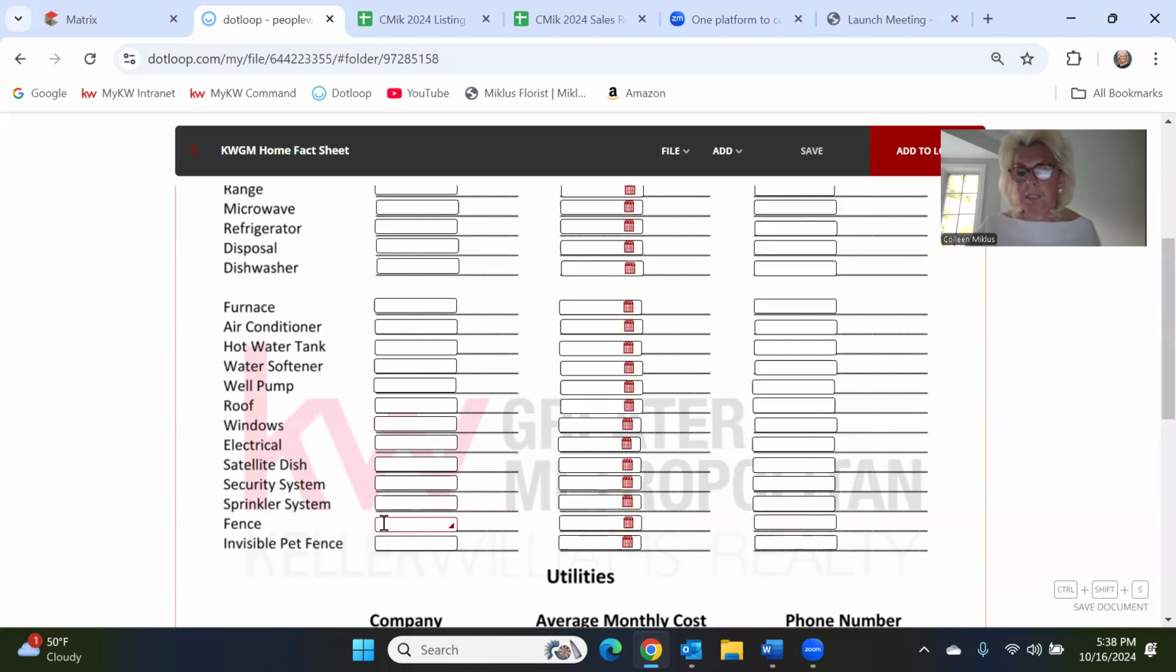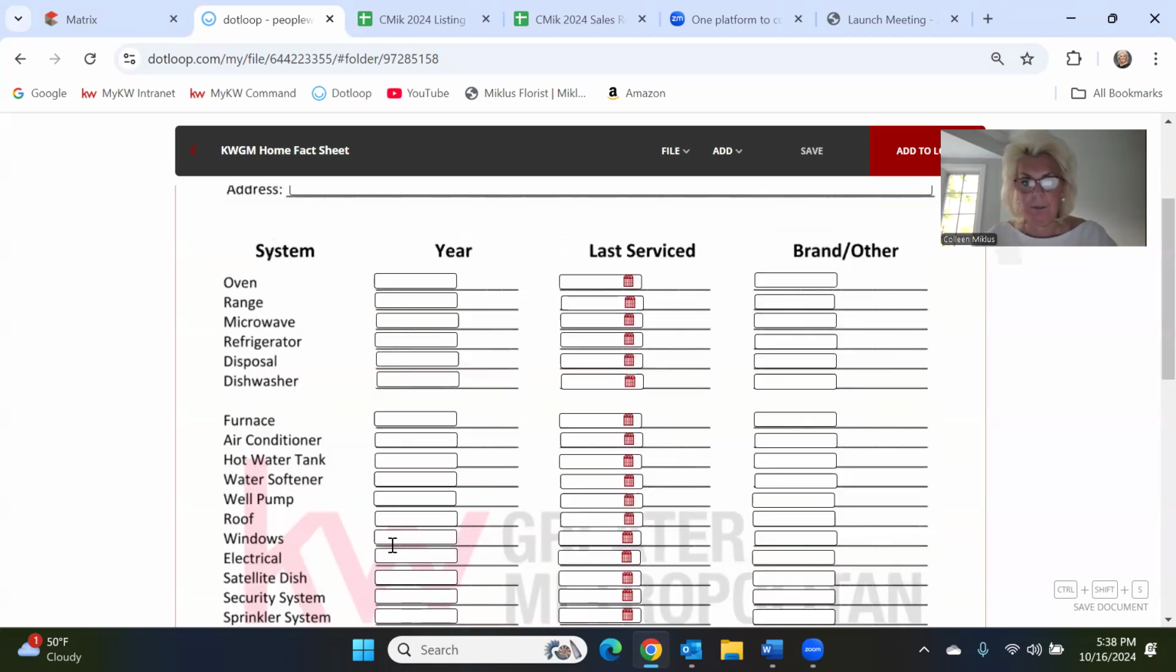Is there a fence? What type of fence? Is it vinyl, wooden, wrought iron? And then, of course, if they have an invisible fence, and would the seller be leaving that with the house?